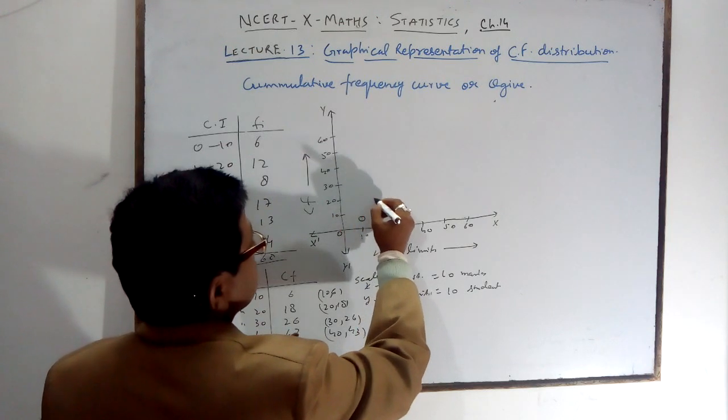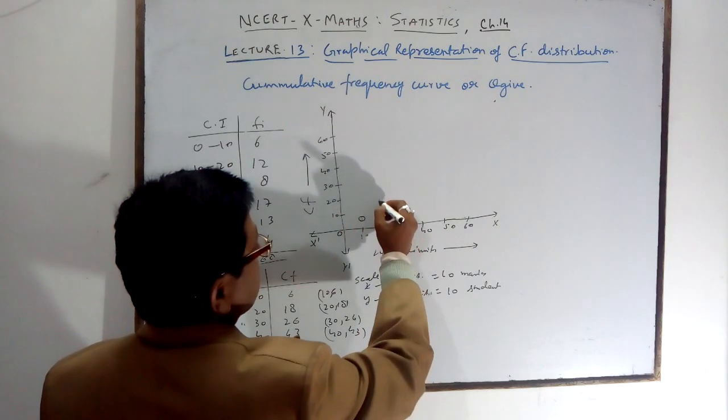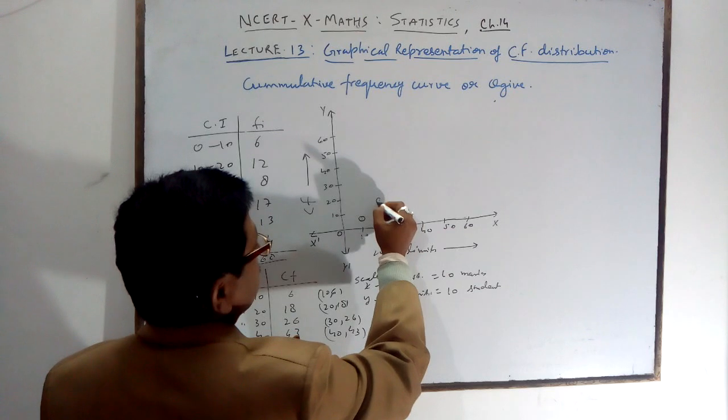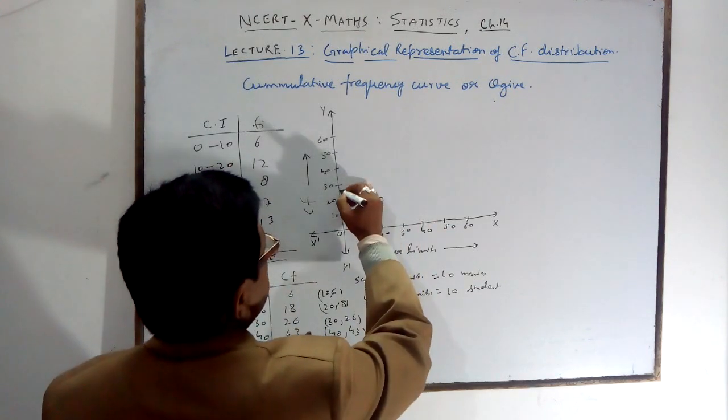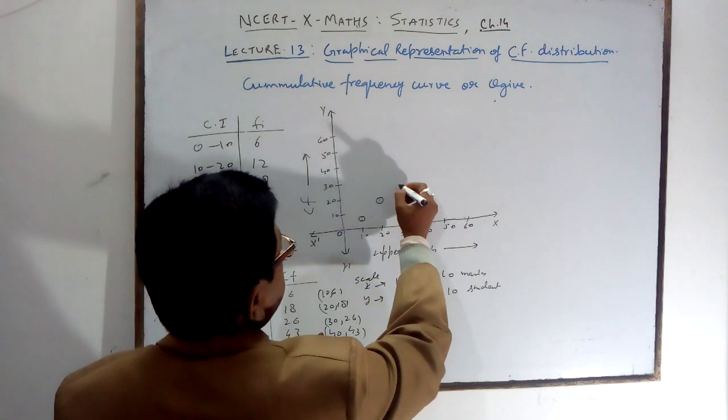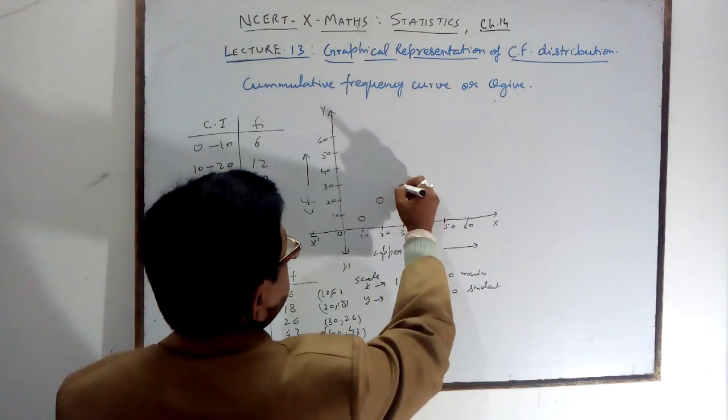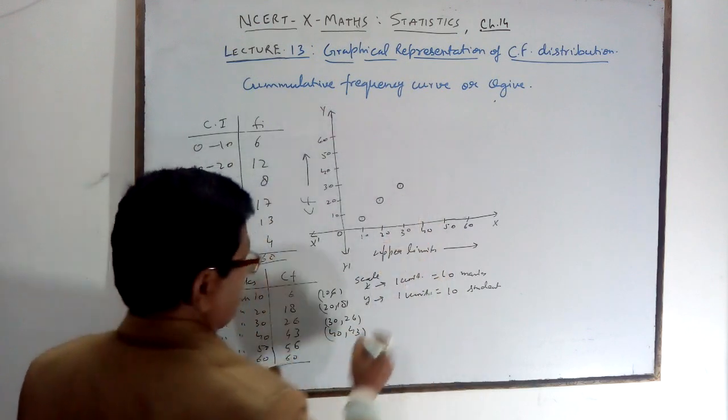18 is near this, in front of the 20, where this line and this line meet. Put a dot at 30 comma 26. 30 comma 26 is the middle of this. You will get it here in front of this: 30 comma 26.